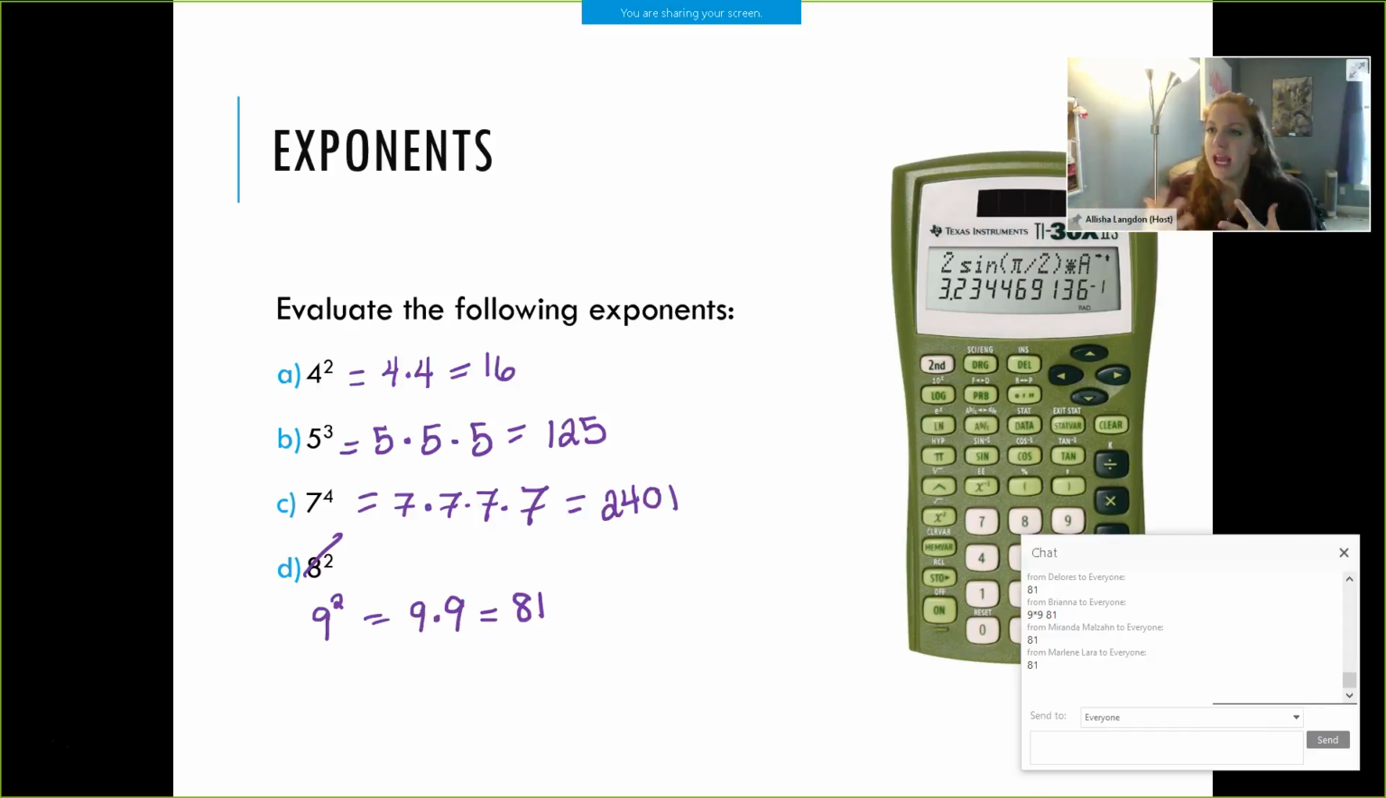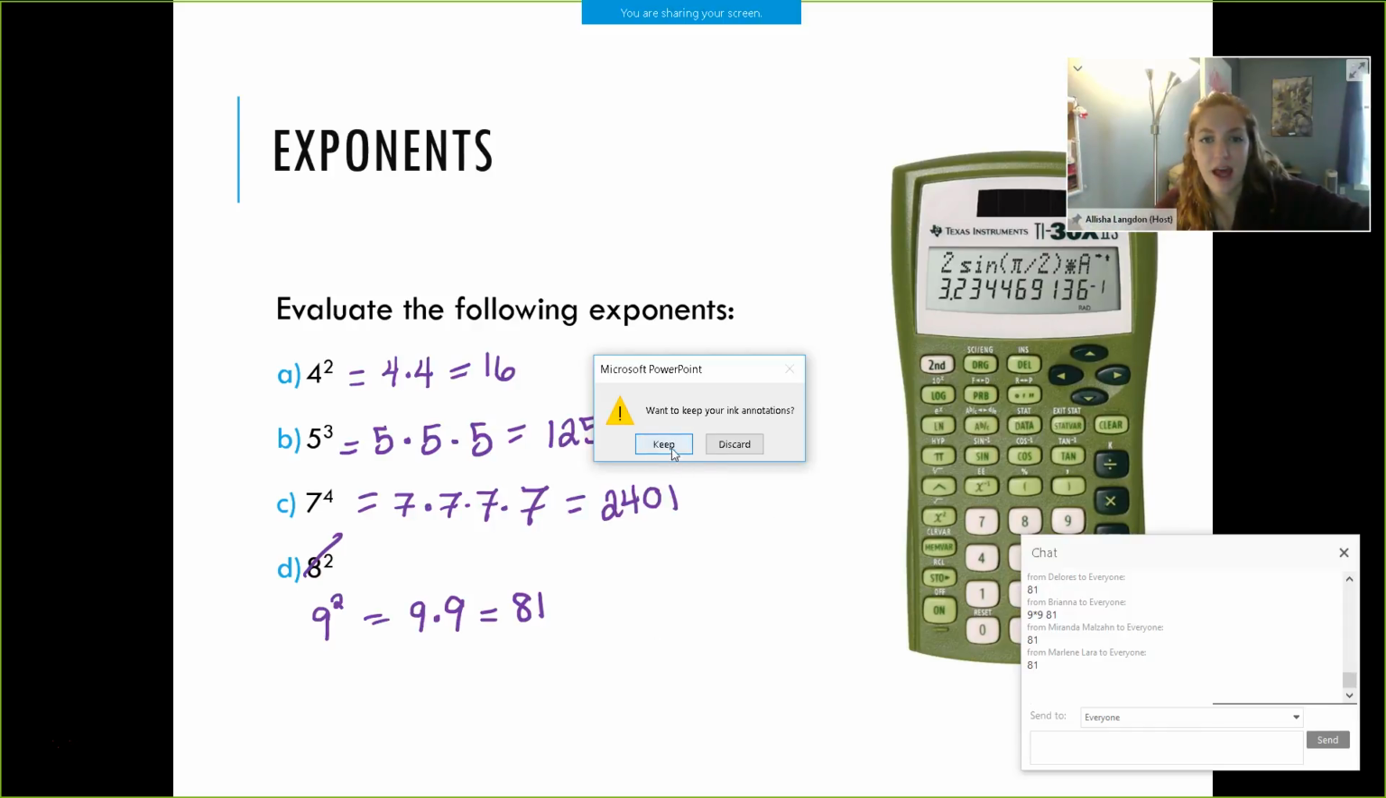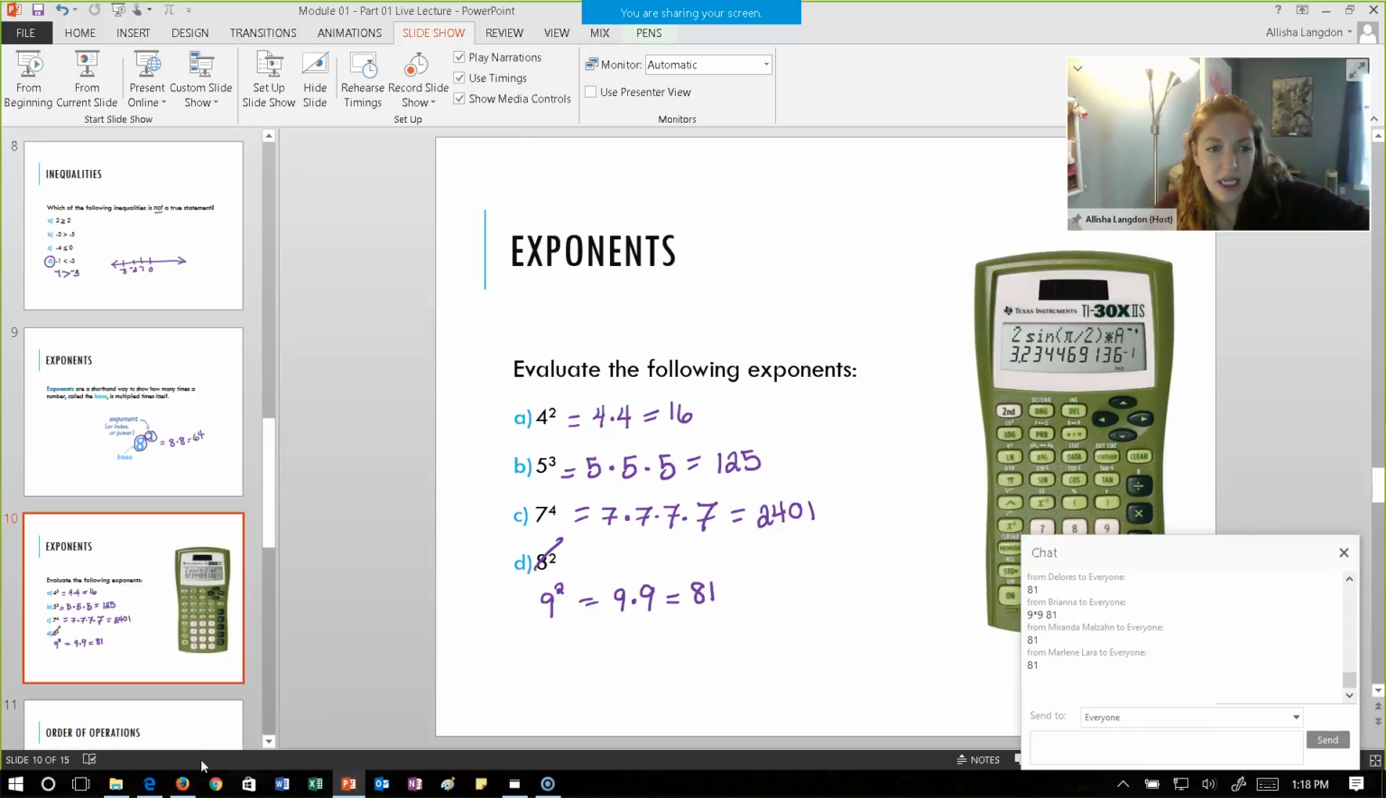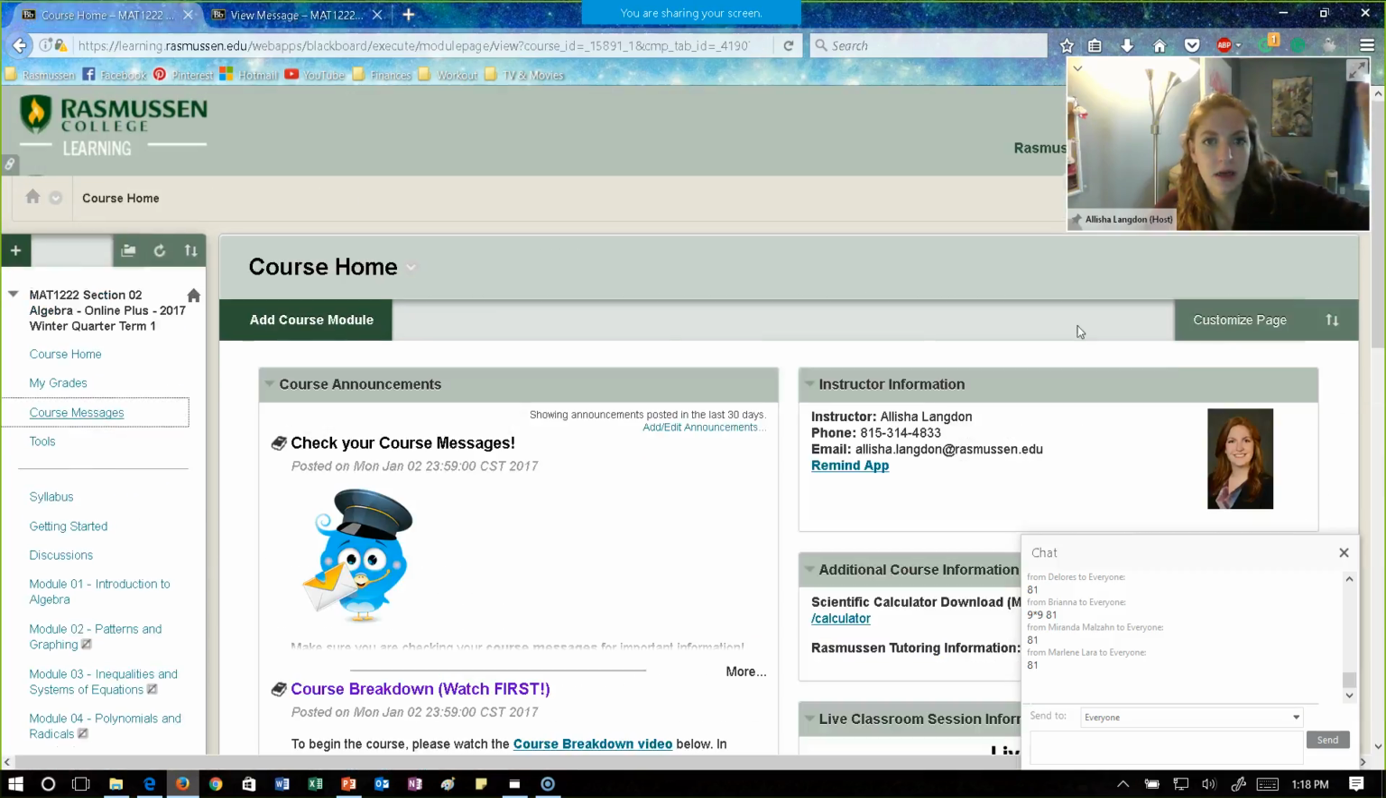Now, does everybody have a scientific calculator at home? I have a graphing calculator. You are not expected to buy this. You will not need this for this class. It's just what I have from high school. So you can use that, but in the course, we go to your course homepage.